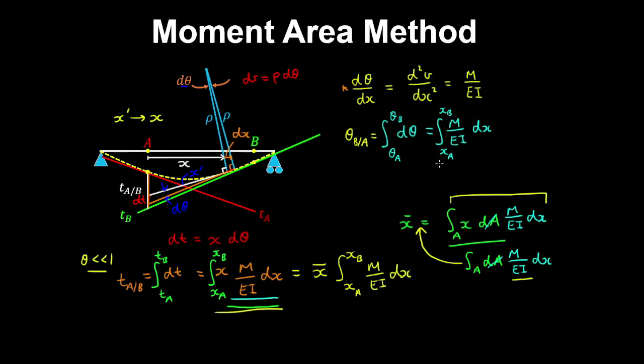So if you evaluate the relative rotation, you'll be able to just multiply by the centroid of the area, which is convenient if the curvature diagram is linear. And that gives you the distance between the tangents. So these two equations are the ones we'll use to obtain the deflections and rotations using the moment area method.